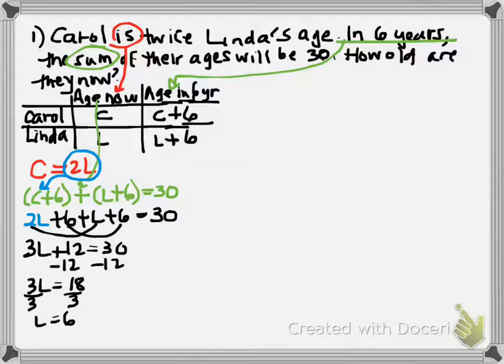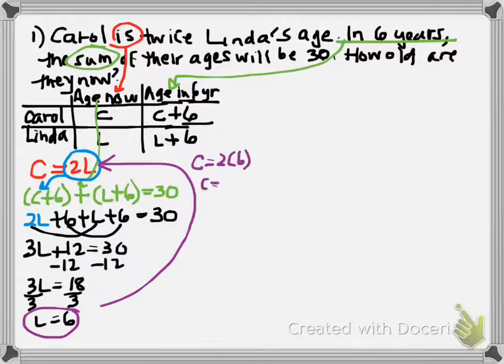Now I'm going to take that answer and I'm going to substitute it back into either original equation and solve for the other person. So I have C equals 2 times 6, or C equals 12. So right now, here's what I have for my answer. I distinguish who's who, and I spell out their names. Carol equals 12, and what's the label I add to that?